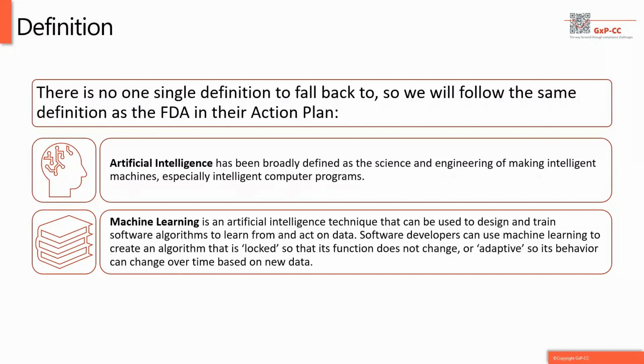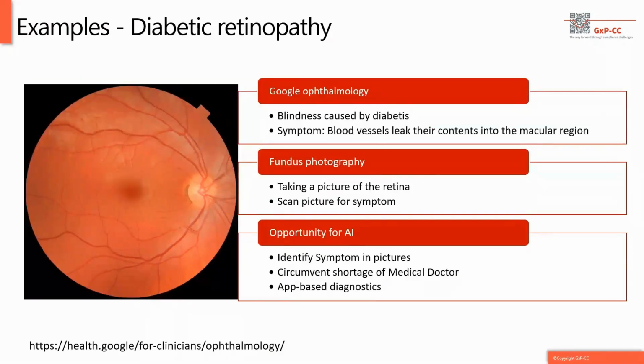So we'll focus on the machine learning definition as it gives more information, and have a look at two examples. Example number one is an initiative of Google Health. Short introduction, this is not in productive use.